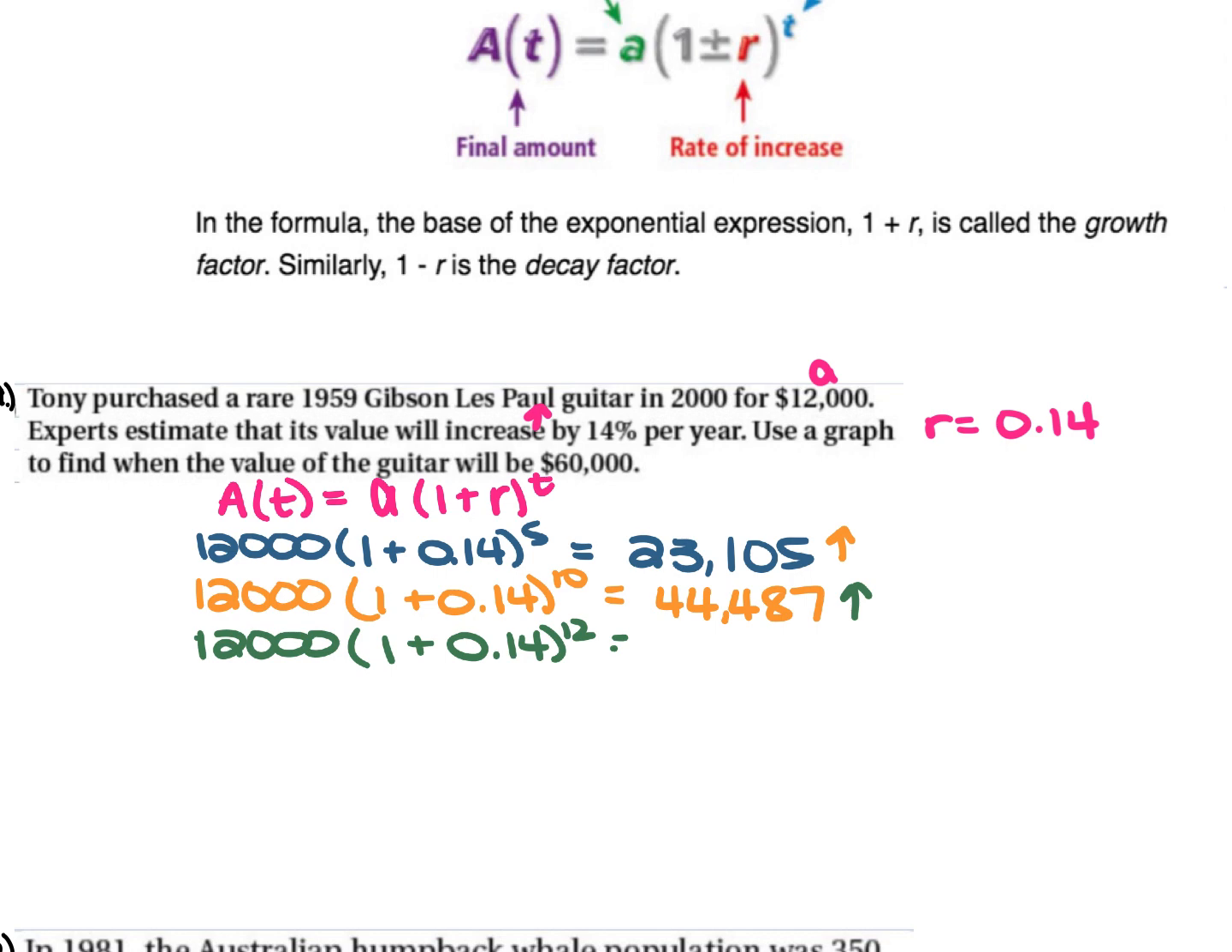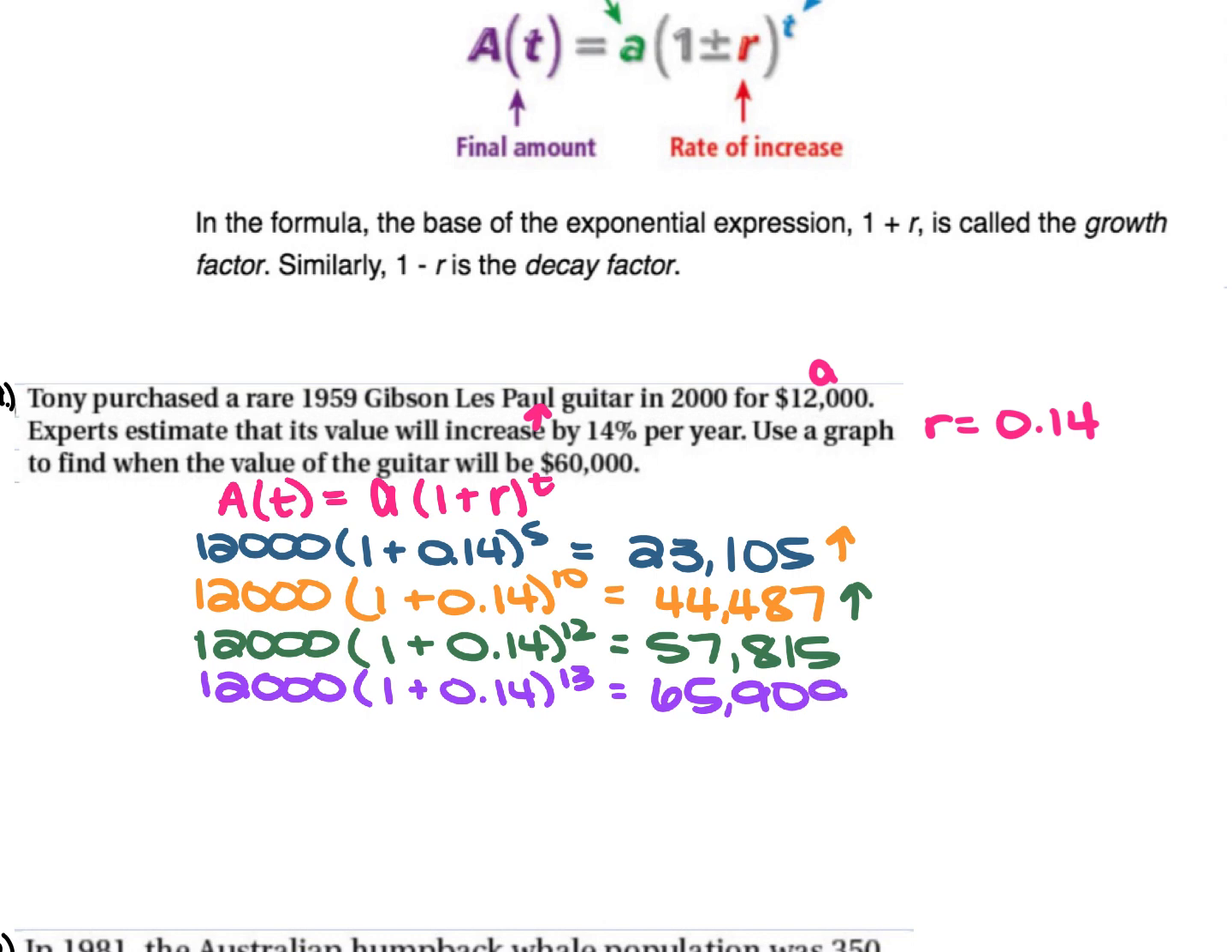This gives us 57,815. So that's close to the 60,000. I'm going to go up one more year to see if that 60,000 falls between 12 and 13 years. So that means I have 12,000 times 1 plus 0.14 to the power of 13. And that gives us 65,909. So it is between these 2 years where the 60,000 falls between.